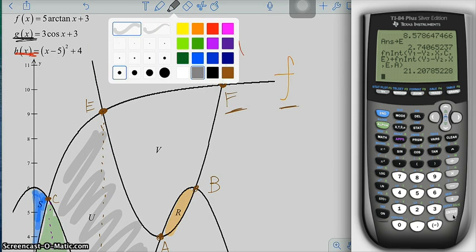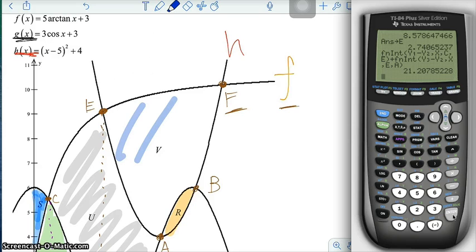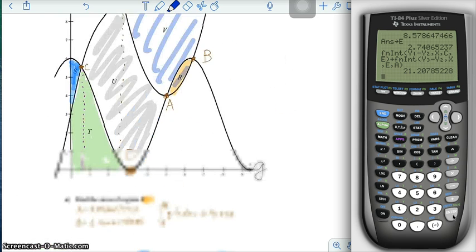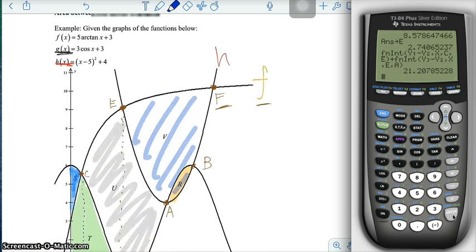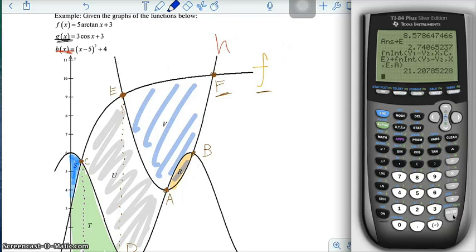Let me use a dark blue for that region. As you can see, that region actually covers R. So all we need to do is find the whole V, including that, and minus R. So V minus R basically. So we need to find V. Let's find the intersection really quick.